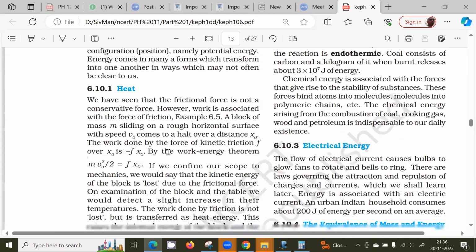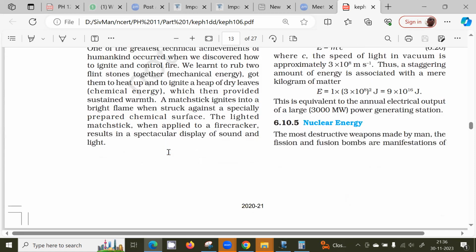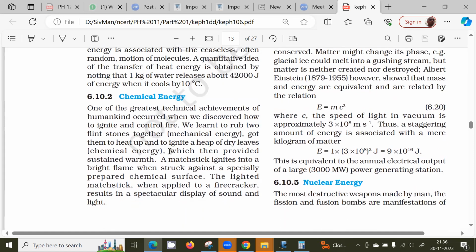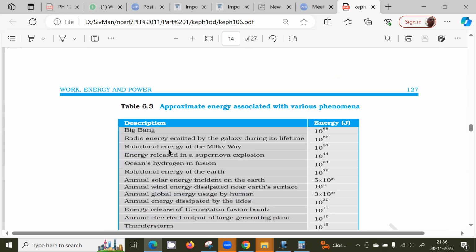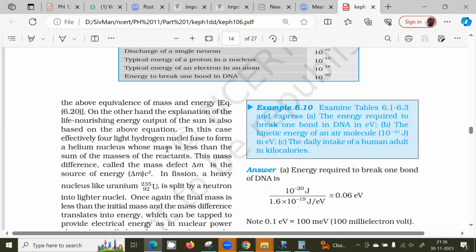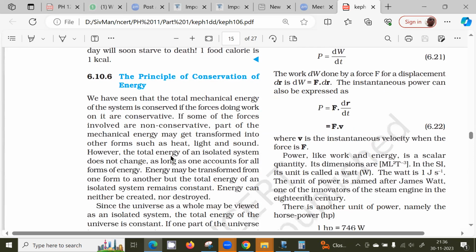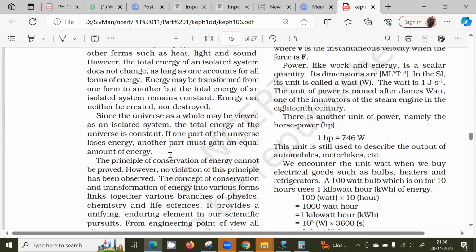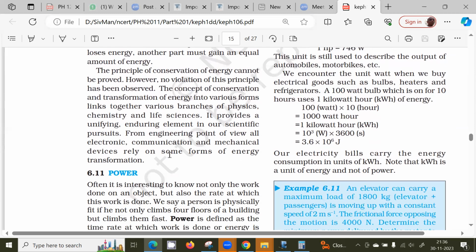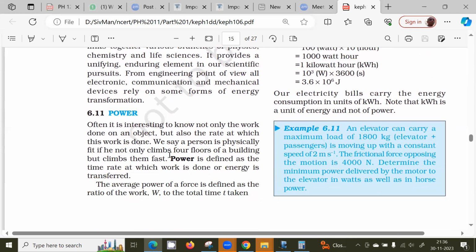Various forms of energy, you already know from 9th standard. Overall, this is an easy chapter. So work, power, energy as such is okay. But in our book, there is a chapter called circular motion, which they haven't included in power and energy.